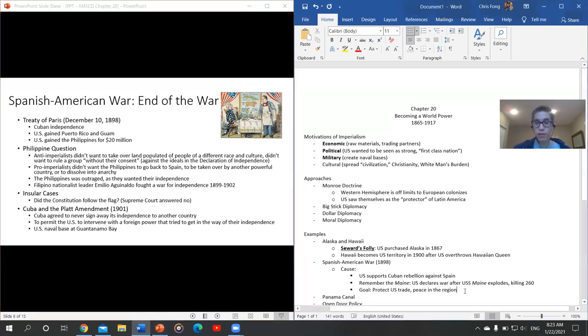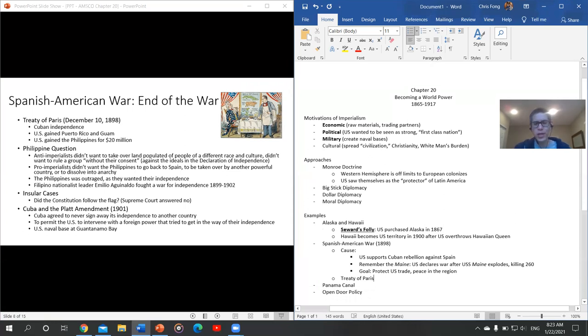The war itself ends with the Treaty of Paris. You might be wondering, well, okay, there have been a lot of Treaty of Parises. It's just a common place for countries to meet and sign their treaties. And the Treaty of Paris most significantly gave the U.S. control of Puerto Rico and Guam. Puerto Rico and Guam are still American territories to this day. Neither of them are states. The U.S. also kind of, sort of, gained control of the Philippines.